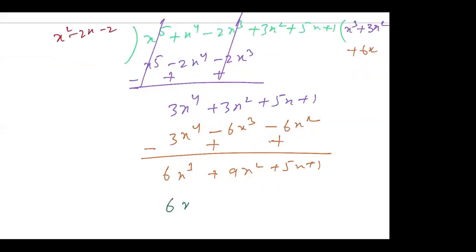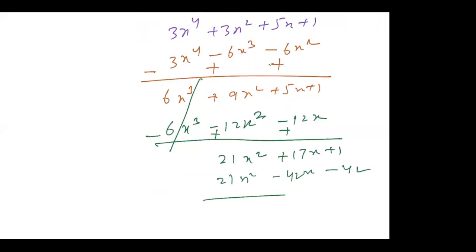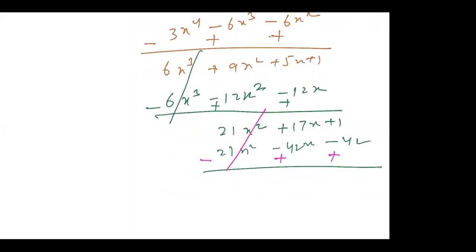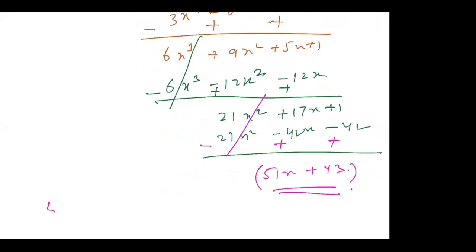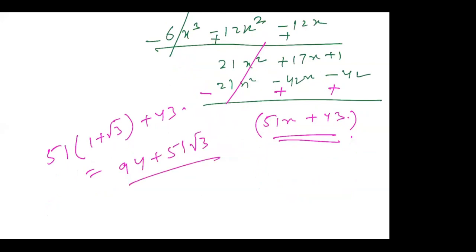This will be 6x cube minus 12x square minus 12x. Right? Minus plus cancelling out. 21x squared plus 17x plus 1. And the last one, 21. 21x squared minus 42x minus 42, and we're getting minus plus. Fifty-one x, with x as 1 plus root 3, plus 43. 94 plus 51 root 3, something like this.